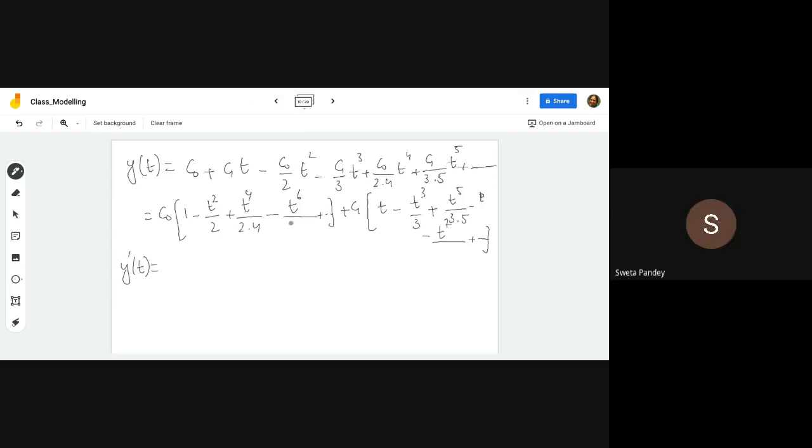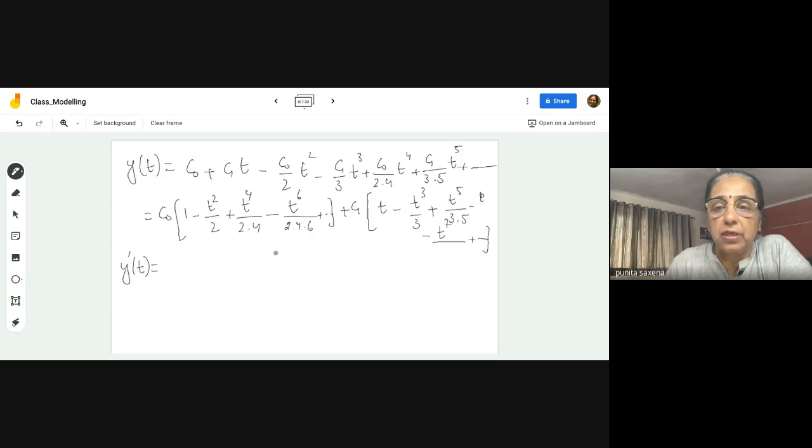Ma'am, 2 into 4 into 6. And it should be 3 into 5 into 7. Okay? Now, with this as y, we can find our y dash, which will be nothing but c naught into, now just differentiate this series.